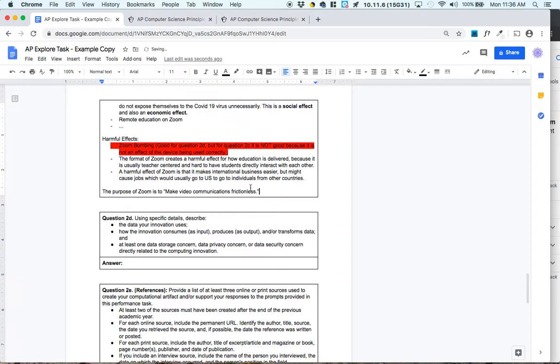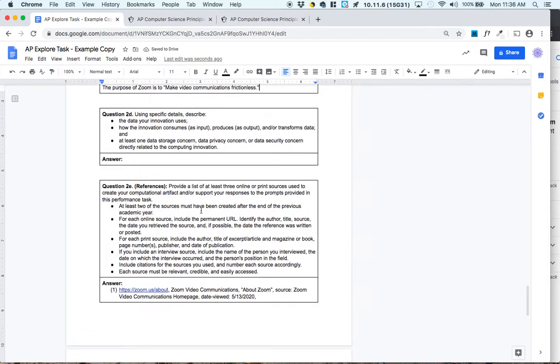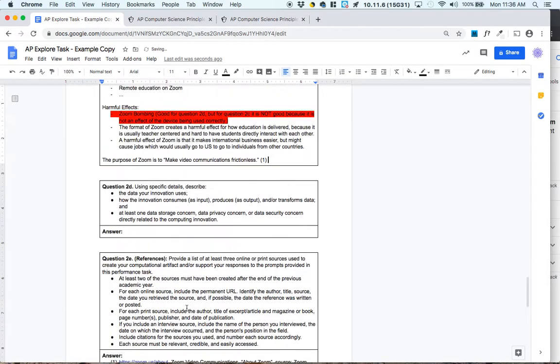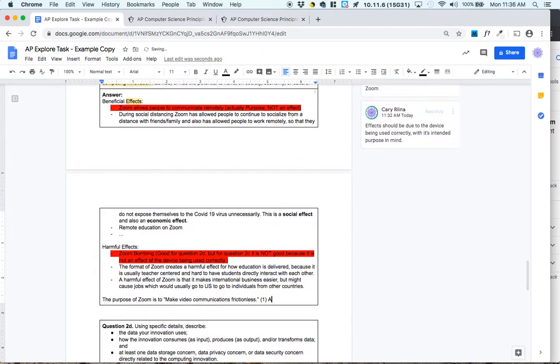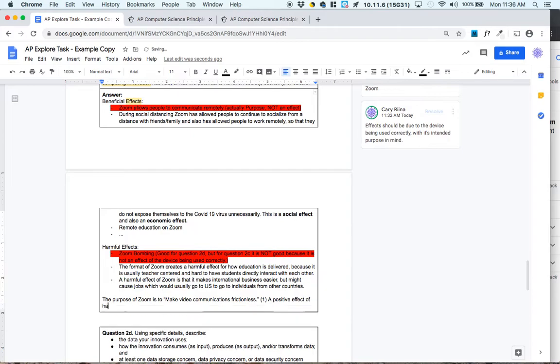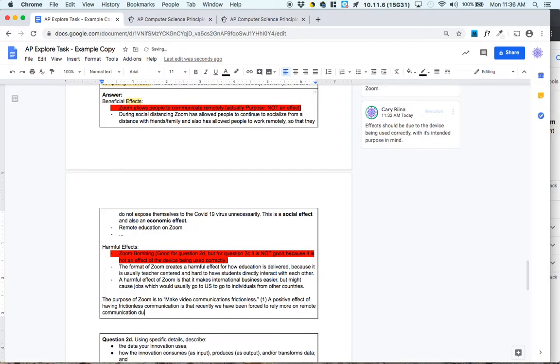Make video communications frictionless. Now I'm going to cite this for article number 1, because that came from Zoom's mission statement, just like it did before. And a positive effect, notice I'm trying to use the vocabulary from the question, a positive effect of having frictionless communication is that recently we have been forced to rely more and more on remote communication as a society due to COVID-19.